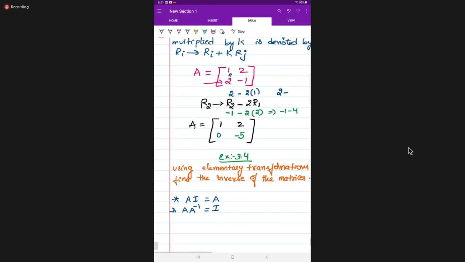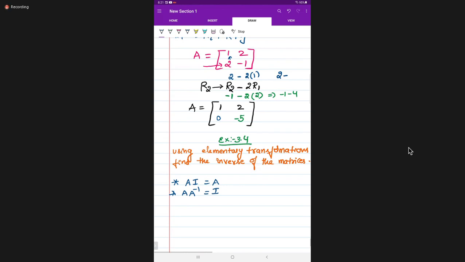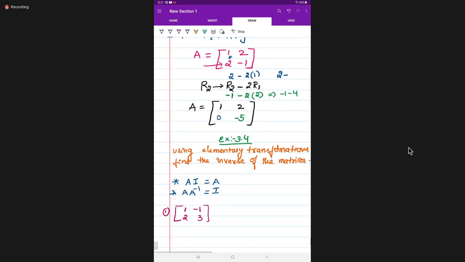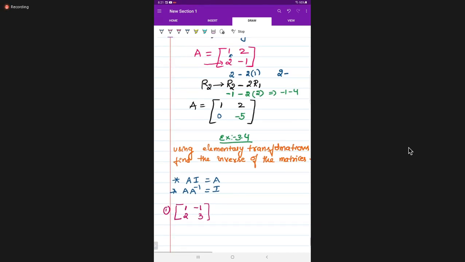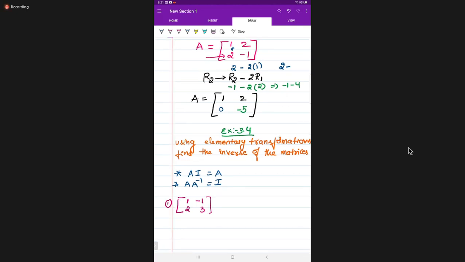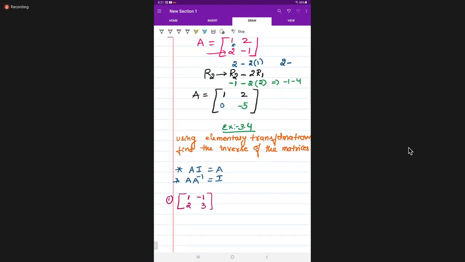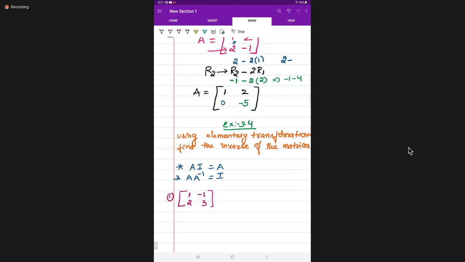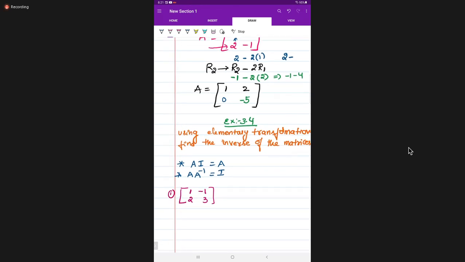First question I'm writing. First I'm taking a 2 by 2 matrix: 1, minus 1, 2, 3. Students, listen. We know that. Now I'm writing A is equal to AI.